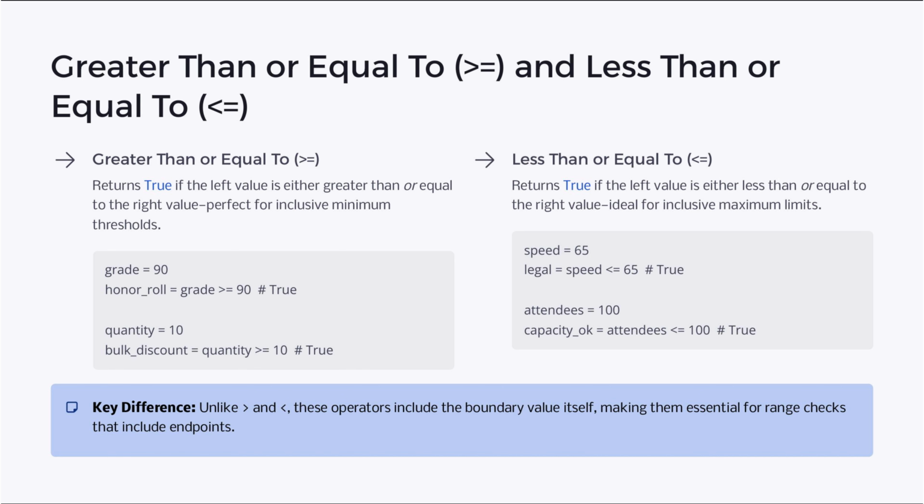Greater than or equal to and less than or equal to operators are crucial for inclusive range checks. For instance, a grade of 90 qualifies for honor roll with grade greater than or equal to 90. Similarly, quantity greater than or equal to 10 triggers a bulk discount. These operators ensure boundary values are included, unlike greater than and less than, making them ideal for threshold validations.